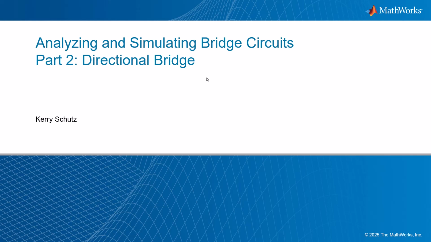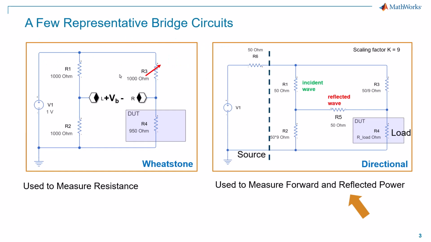In this video, I'm going to talk about analyzing and simulating bridge circuits, and I'm going to be focusing today on the directional bridge. Last time we covered the Wheatstone bridge, and today we're going to focus on the directional bridge on the right, and they're nearly identical circuits. The only difference is I have an additional fifth resistor in this bridge, and that is connecting the two voltage dividers. Let's call that R5.